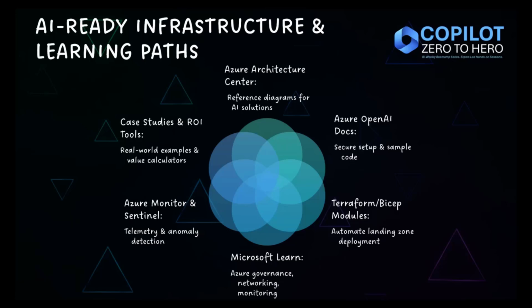And then also just making use of the resources that are available for being AI ready from an infrastructure perspective and also following some learning paths. Once again, we've got the Azure Architecture Center. We've got Azure OpenAI Docs. You've got Terraform/Bicep models. I think Alistair mentioned Bicep models earlier. Once again, Microsoft Learn is a good resource. And we'll share all these links as well when we upload everything to GitHub. You've got Azure Monitor and Sentinel that you can check for telemetry and anomaly detection.